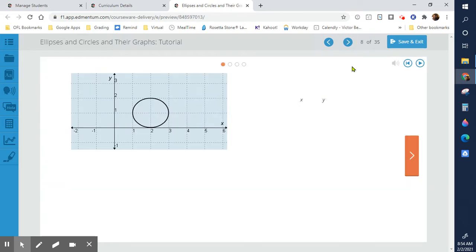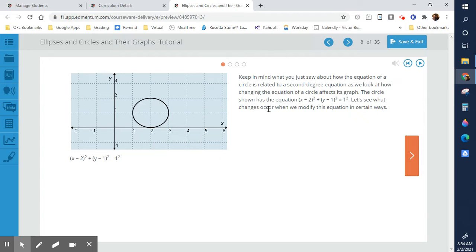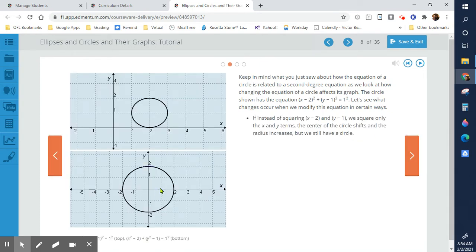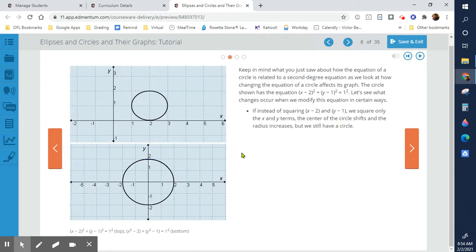All right, so let's get into this a bit more. Keeping in mind what we saw about the equation of a circle, we can say here that our center, looking at this, is going to be (2, 1), and the radius is 1 unit. If we look at a different circle, we see here that this center is at (2, 1).